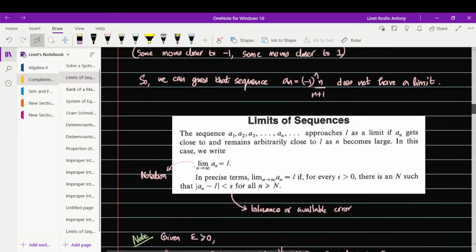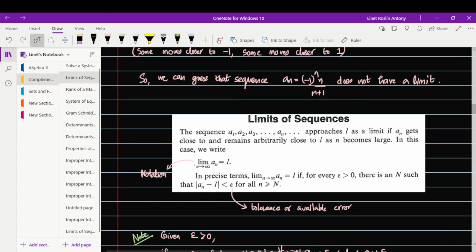Now to officially define limits of sequences: the sequence A1, A2, A3, etc., an, is approaching a number L as a limit. We say that L is a limit of the sequence if an gets closer and remains very close to L as n is becoming large. This phrase is denoted as limit n tends to infinity, an is equal to L. That is the notation for the limit.